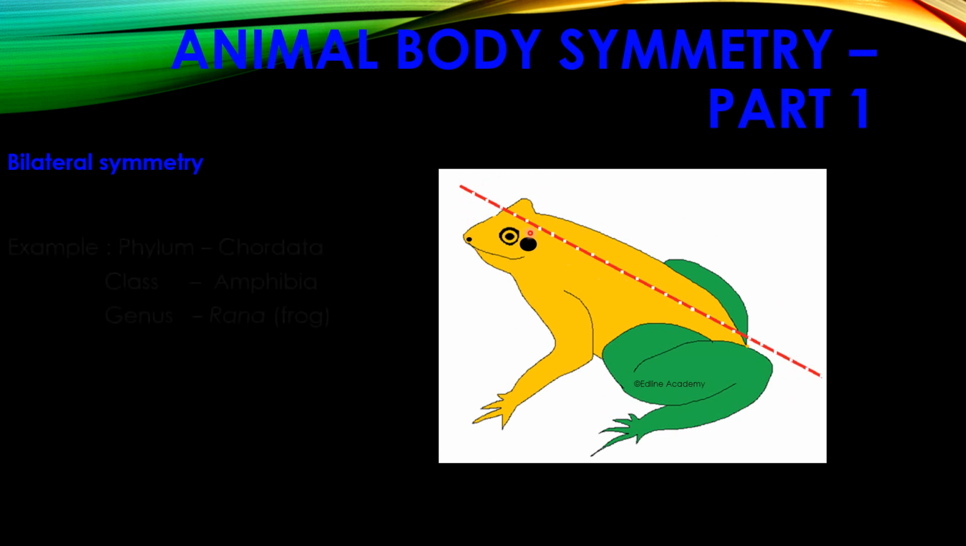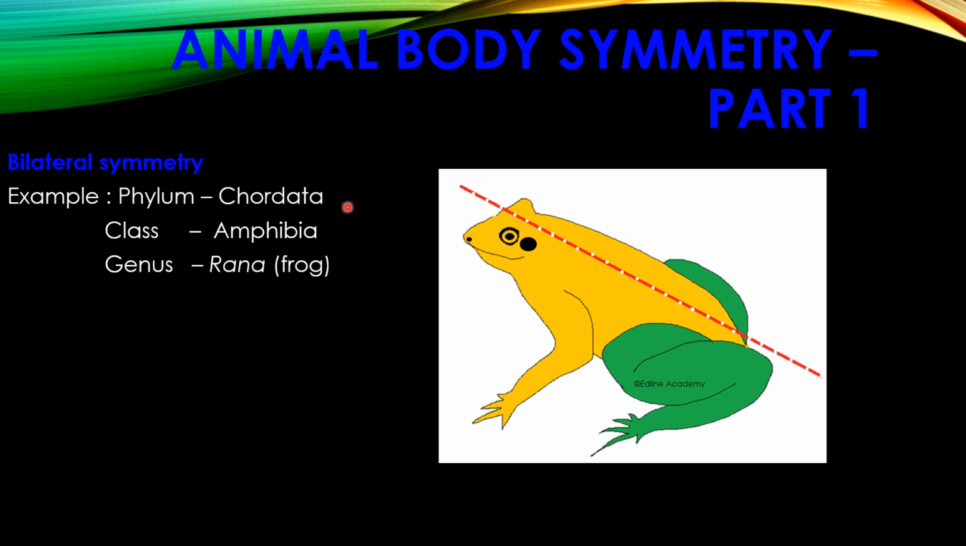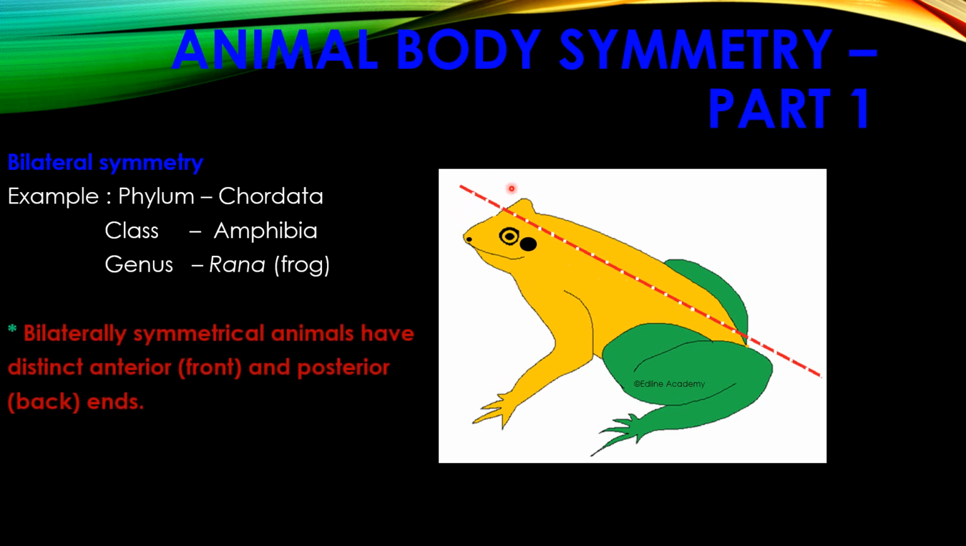This is a frog. It belongs to phylum Chordata and class Amphibia. We can divide the body of this frog into two identical halves along this midline. There is no other line that can divide the animal into two identical halves. So this is a good example for a bilaterally symmetrical animal.